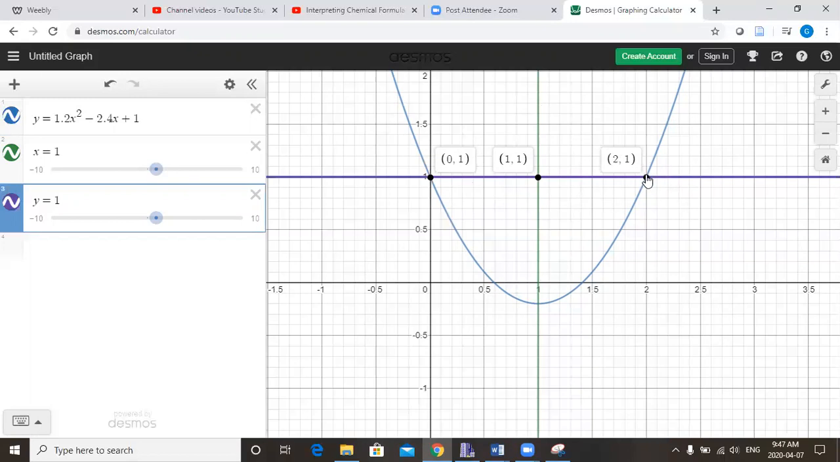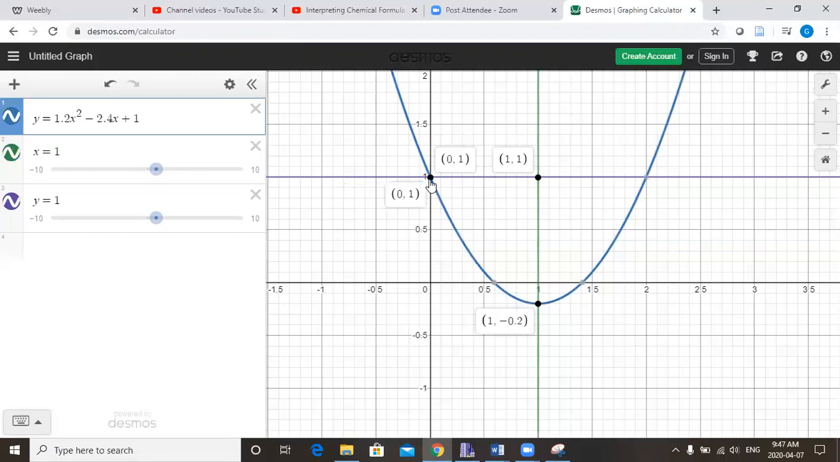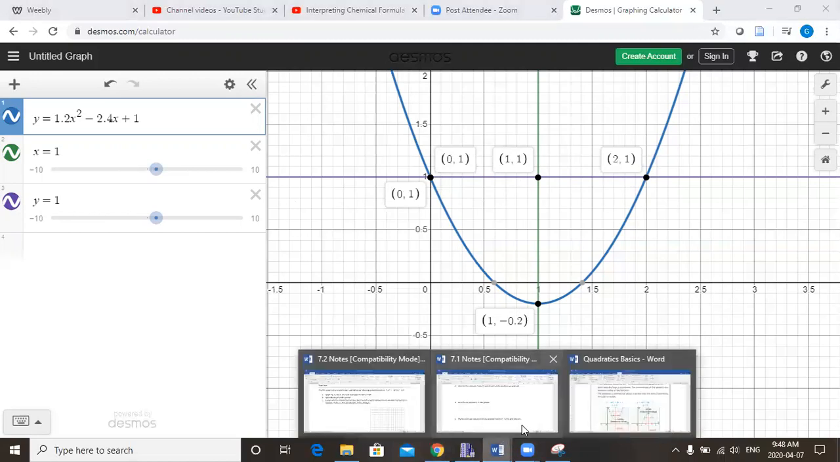So let's pretend that we didn't know this point. If you knew that the axis of symmetry was at 1, and you knew that this point was 0, 1, this point obviously would have to be 2, 1, because the x distance to the left and to the right must be the same. So that's 1 to the left, 1 minus 1 is 0. Then this would have to be 1 plus 1, which is, of course, 2. So that's how the symmetry works for parabolas.